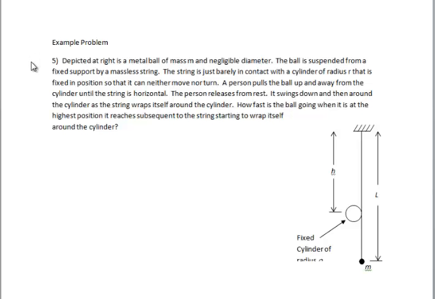This is Mr. Champlin, and we are going to solve a couple of these SAC problems. SAC Chapter 2, number 5. So we're going to start with number 5 here.